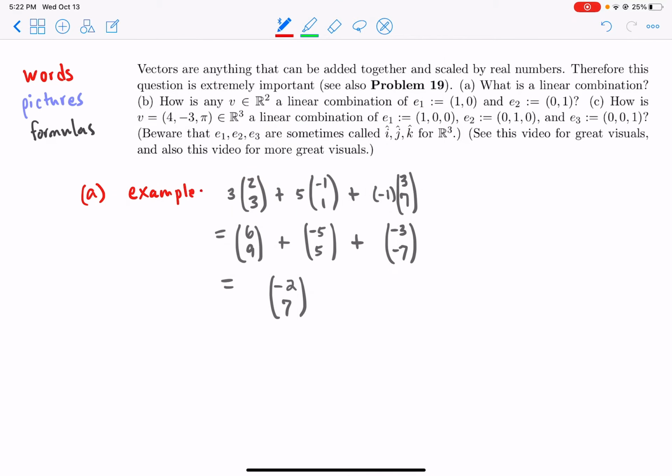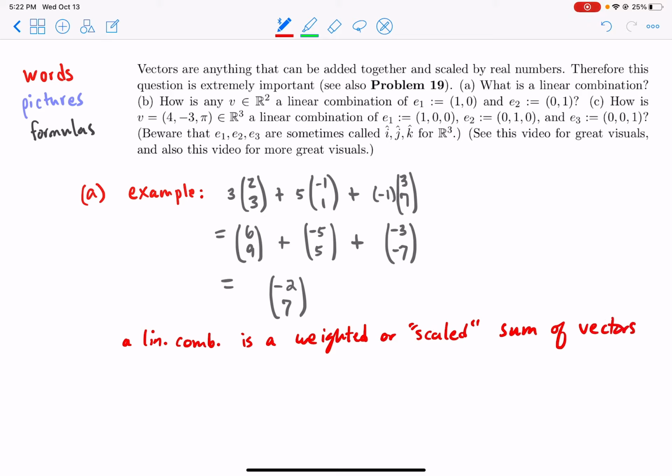And I put in words, here's an example. And now I'm going to say, a linear combination is a weighted or scaled sum, where sum means I'm adding vectors, a sum of vectors. That's it. Okay, done with A.